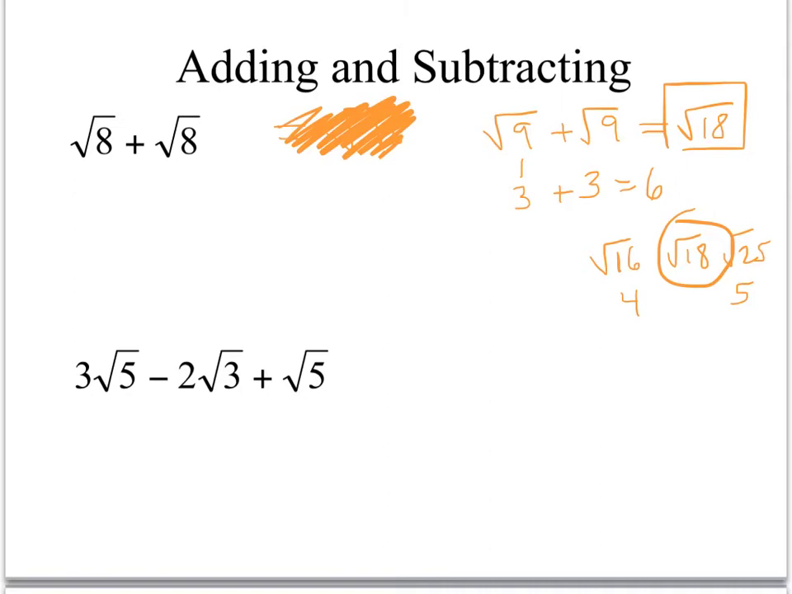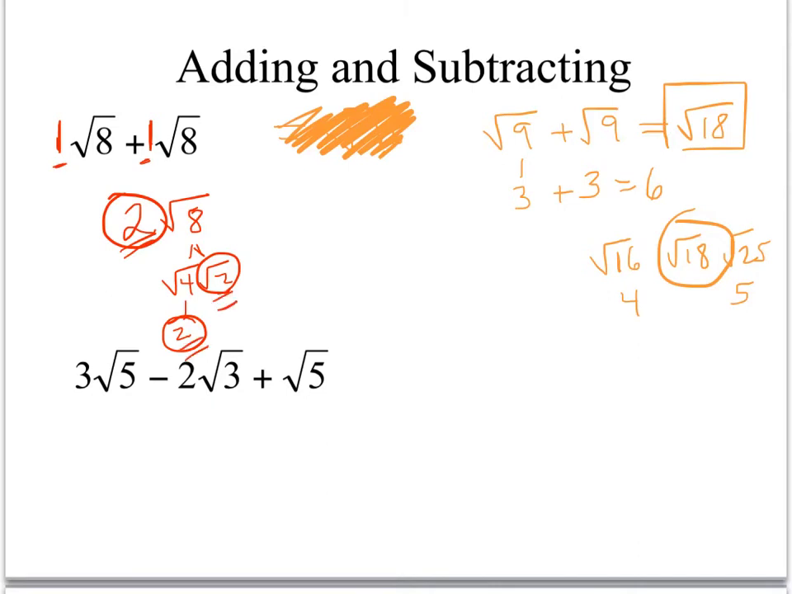The rule of adding and subtracting: you add and subtract only the numbers in front of the radical. If there is no number there, put a 1 there. So root 8 plus root 8 is 1 root 8 plus 1 root 8. Simply add the 1 plus 1 and we get 2 root 8. That is the correct answer, except the square root of 8 needs to be simplified into root 4 times root 2, which is 2 root 2, and we get 2 times 2 times root 2, which is 4 root 2.